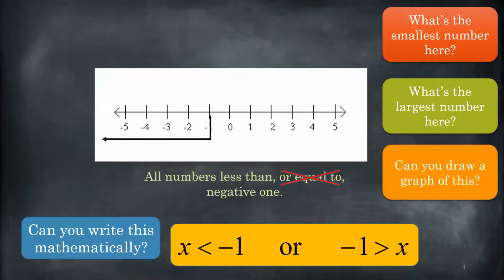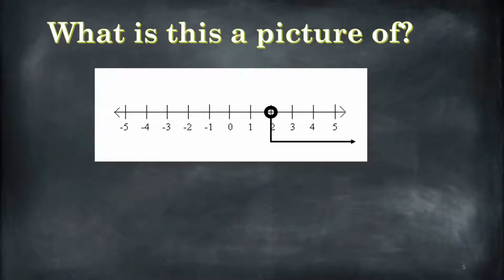Now, if we were going to graph it, what we'd do is we'd put an open circle on the -1, and that means the -1's not included, and then all the numbers to the left are an answer to this inequality. So there we go. Now, it might be smarter if we use the not allowed symbol in place of an open circle, but we use an open circle. It means the same thing. Now, what's this a picture of? Did you say x is greater than 2? If you did, you're good to go.